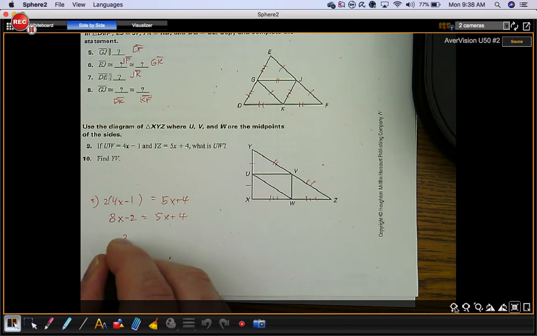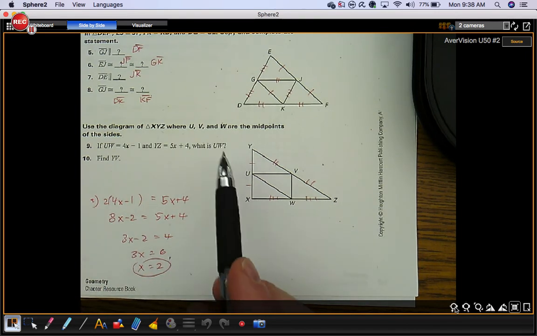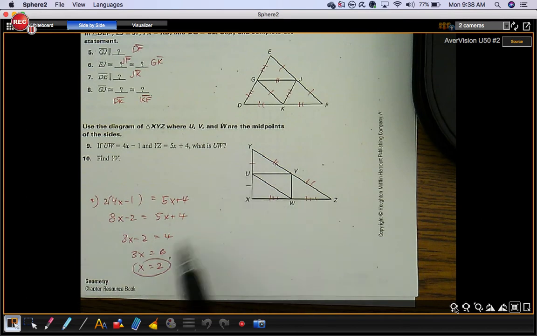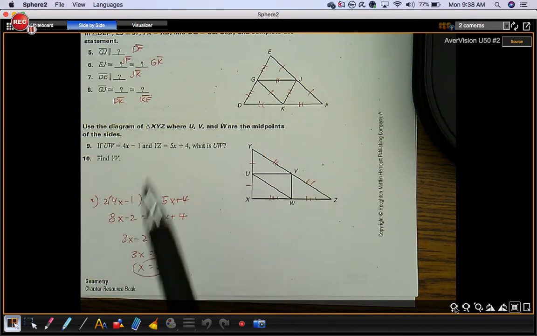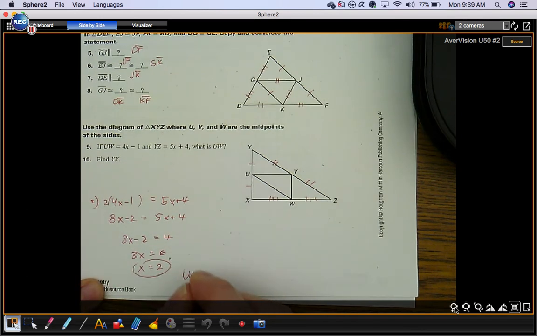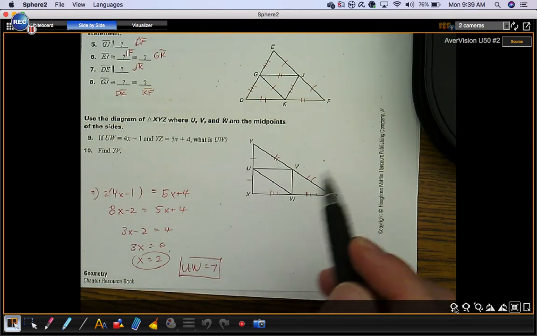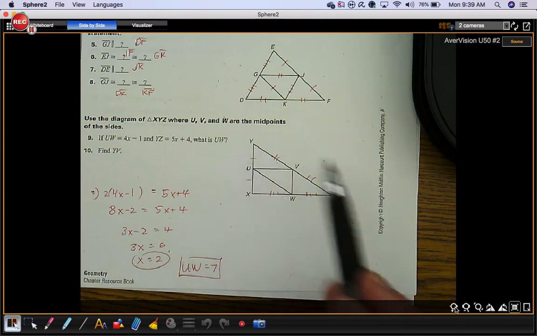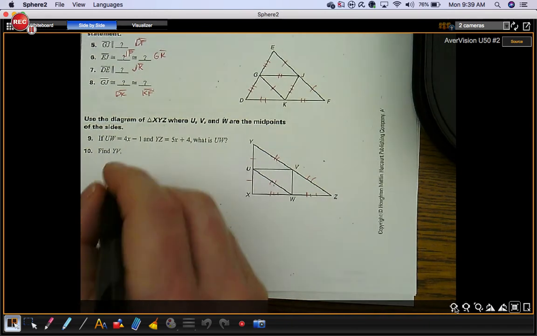Subtract 5x from both sides. Divide by 3. You get x is 2. Now, that's not your answer. They're asking you how far it is from U to W. Well, if x is 2, then 4 times 2 is 8. 8 minus 1 is 7. That's your answer. Number 10, find the distance from Y to V. Here's Y, here's V. Well, I know it's the same as this guy, remember? So it's also 7.